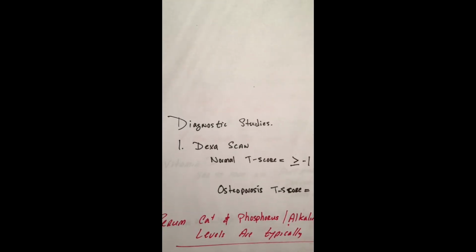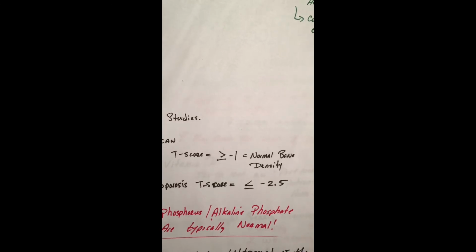The number one thing that you need to know is the DEXA scan. And in the DEXA scan, the thing that you need to know is the T-score. The T-score is just measuring bone density. In a normal adult, the T-score is greater than or equal to -1. In osteoporosis, however, the T-score is going to be less than -2.5. Again, this indicates that there is little bone density.